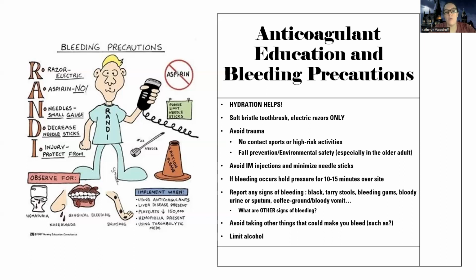We want them to avoid too many sticks, so we want to avoid oversticking them, because that can lead to more blood loss, and we want to minimize the sticks as a whole for these patients when possible. And with IM injections, you're more likely to bleed at the intramuscular level. If bleeding does occur, we're going to hold pressure for 10 to 15 minutes over the site in order to make sure that the bleeding stops.